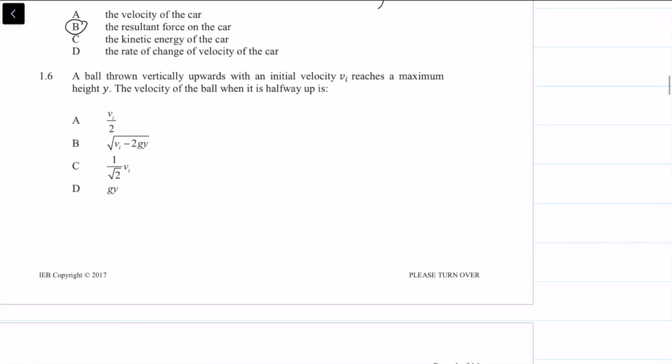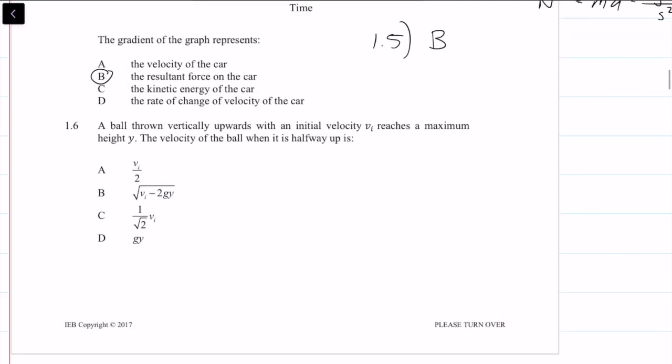Okay, so question 1.6. All the questions before this were relatively easy, straightforward kind of questions. This one will take a bit more work to get the answer. A ball is thrown vertically upwards with an initial velocity vi and reaches a maximum height y. The velocity of the ball when it is halfway up is what? We know that we're dealing with a constant acceleration problem, so we need to start with the UVAT.